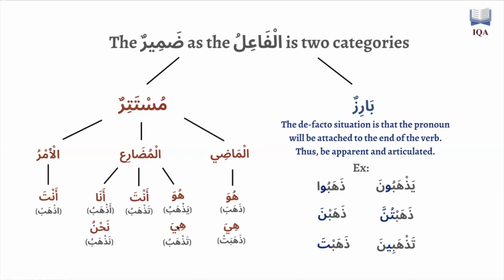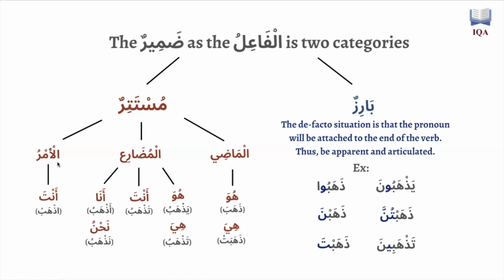These are the 5 different scenarios where the pronoun is going to be mustatirun. In all other scenarios, the ضمير, the pronoun coming as a fa'il, is bariz. So yadhabuna, for example, tadhabina, for example. In all the scenarios excluding these ones here, the pronoun is apparent, bariz.